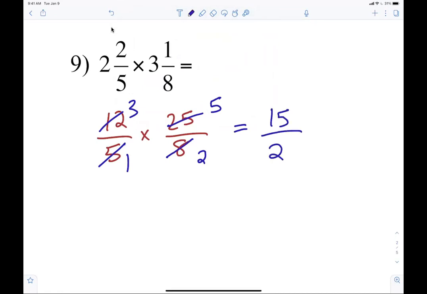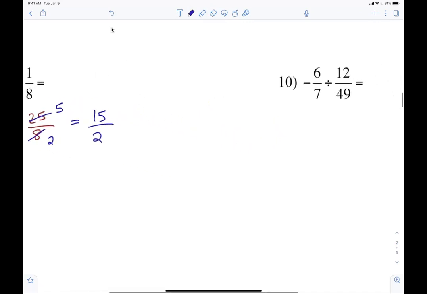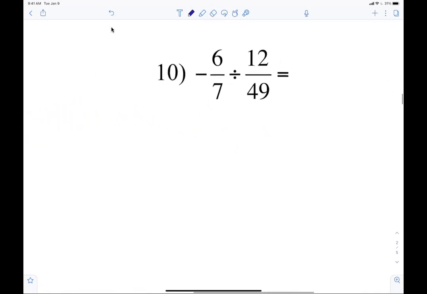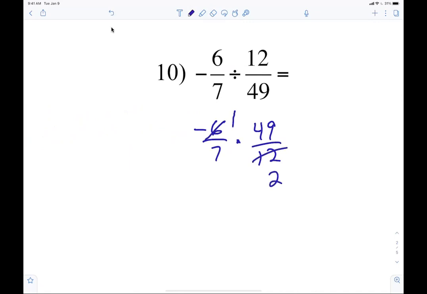All right, I'm good. Sophia, you help me with number 10, please. So you would do 6/7 times 49/12. Yay, good job. And then you can cross out the 6 and make it a 1. And cross out the 12 and make it a 2. And then cross out the 49 and make it a 7. And then cross out the 7 and make it a 1. So it would equal 7/2.